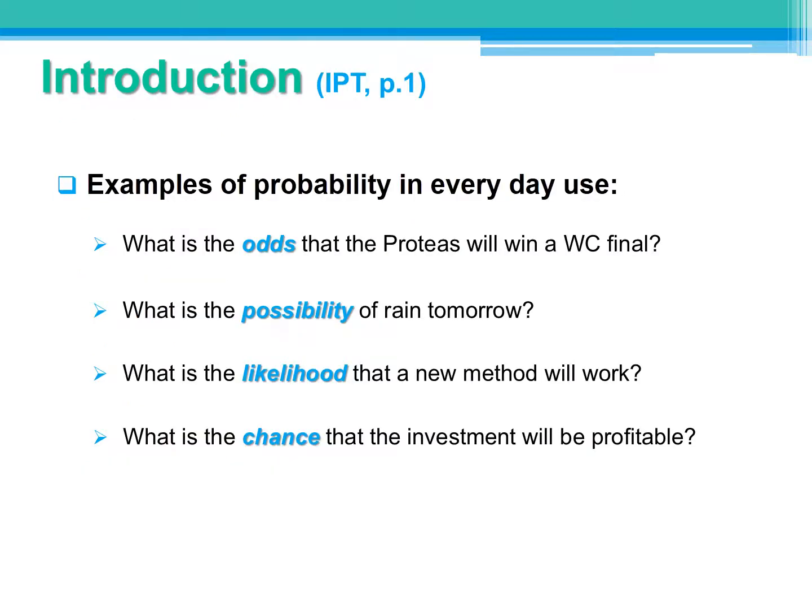There are different terms for probability that we use every day that you might not have realized. For example, what are the odds that the Proteas will win a World Cup final? Well, not very good if you look at their track record. Or what is the possibility of rain tomorrow? Or what is the likelihood that a new method will work? Or what is the chance that the investment will be profitable?